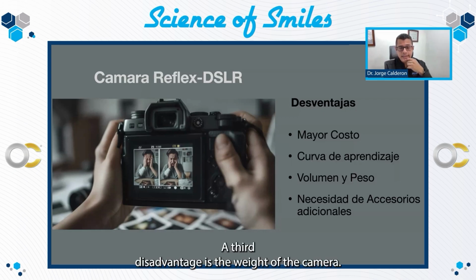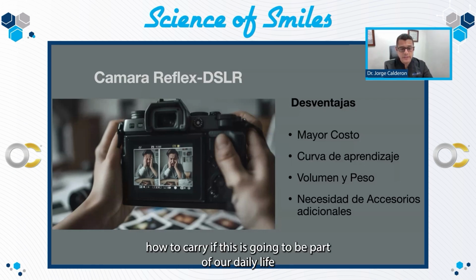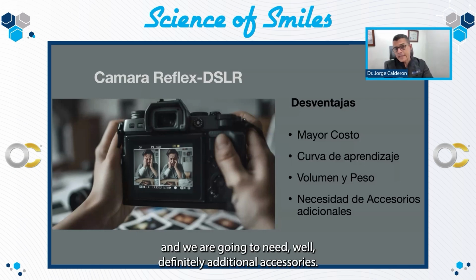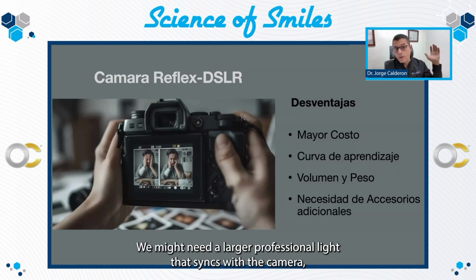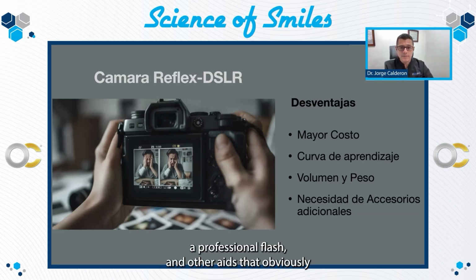A third disadvantage is the weight of the camera. So a camera plus a lens becomes a heavy device that, well, you have to know how to carry if this is going to be part of our daily life, and we are going to need, well, definitely additional accessories. We will need diffusers. We might need a larger professional light that syncs with the camera, a professional flash, and other aids that obviously make the equipment inventory a bit larger.